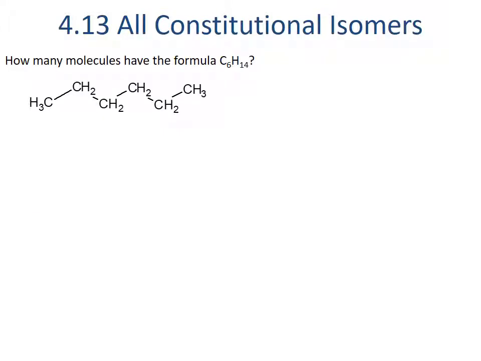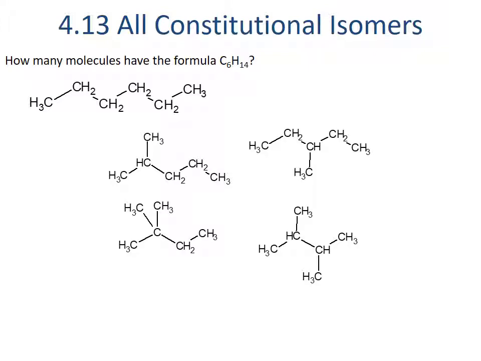Try to follow these steps to draw all constitutional isomers with the formula C6H14. I drew 1 to get you started, but there are 4 more. Pause and don't continue until you find at least 3 of them. These 5 molecules are the 5 constitutional isomers, all that have the formula C6H14.